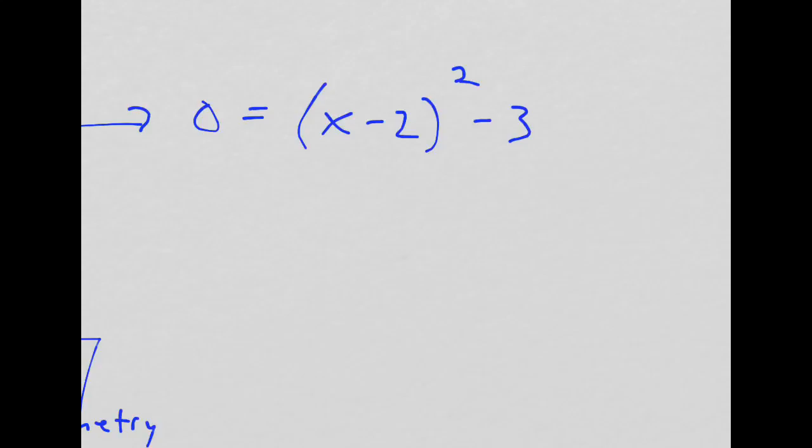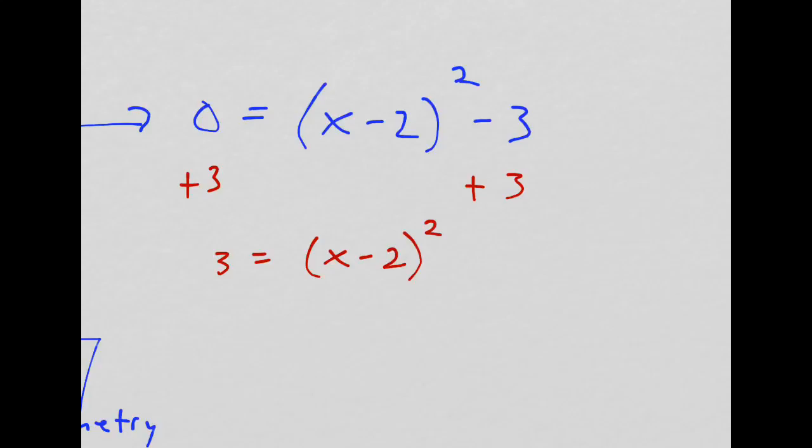I can add 3 to both sides. I'm trying to get this by itself. And then I'll try and get this by itself. And then I'll try and get x by itself. That's the steps. First, get that big chunk of stuff, get all that by itself. So I have 3 equals x minus 2 quantity squared.